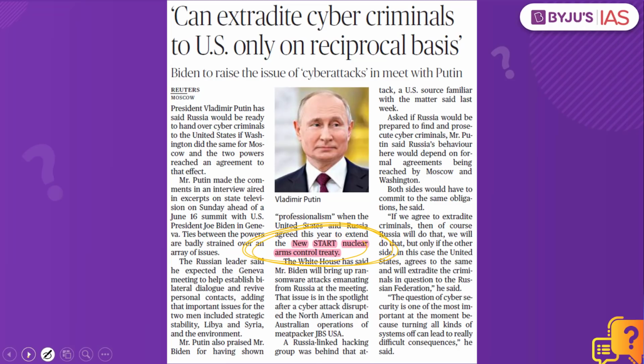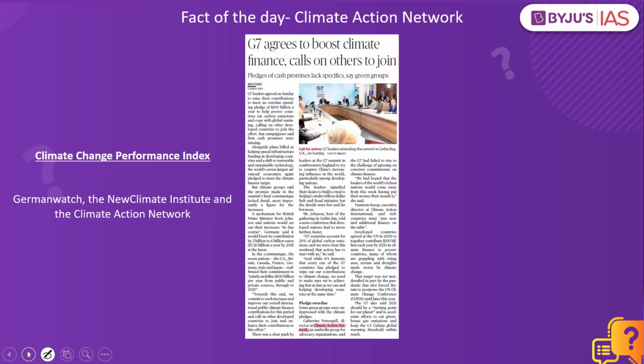Now let's look into the fact of the day. The fact of the day for today's discussion happens to be Climate Action Network. What is this Climate Action Network? As the very name denotes, it is a network. Network of what? The civil society organizations, the NGOs. So there are more than 1,500 civil society organizations from more than 130 countries who have all come together to mitigate the impact of climate change fluctuations.